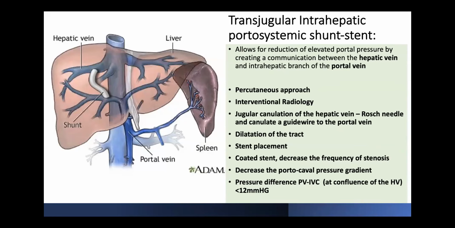Like I said, a coated stent these days, and it decreases the frequency of stenosis. And we decrease the portocaval pressure. A pressure difference between the portal vein and IVC at the confluence of the hepatic vein of less than 12 is ideal.